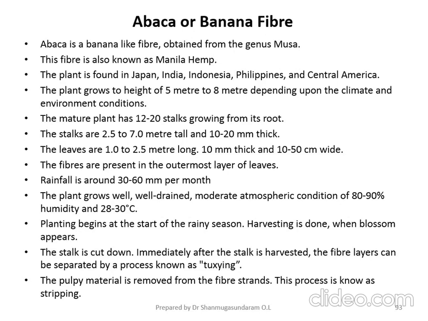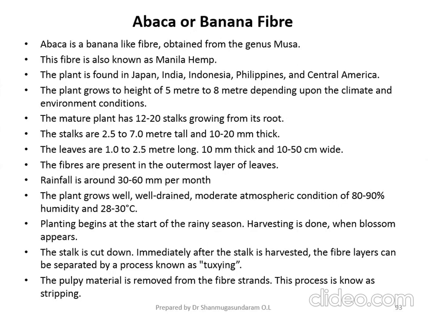So how much rainfall is needed during the growth of this plant? 30 to 60 mm of rainfall per month is needed for good growth of the banana plant. The plant grows well in well-drained, moderate atmospheric conditions, that is, 80 to 90% humidity is needed and 28 to 30 degrees Celsius temperature is needed during the growth of this plant.